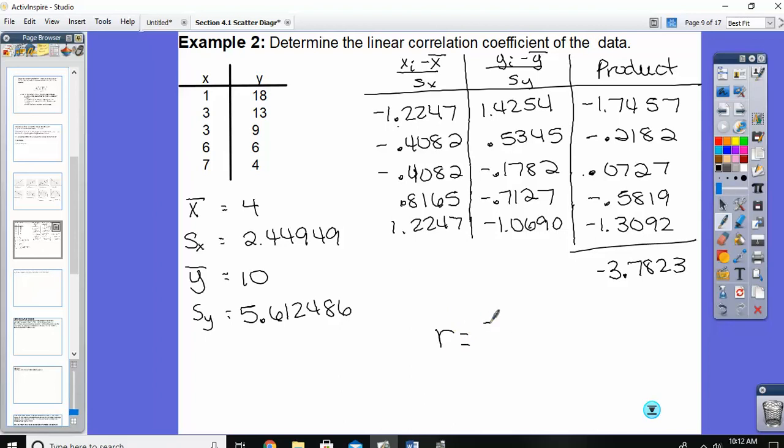So R says you take that sum and I divide by n minus 1. What's my n? How many points do we have? 5 minus 1. So you're going to take that and divide by 4. And I get an R of negative 0.9456.